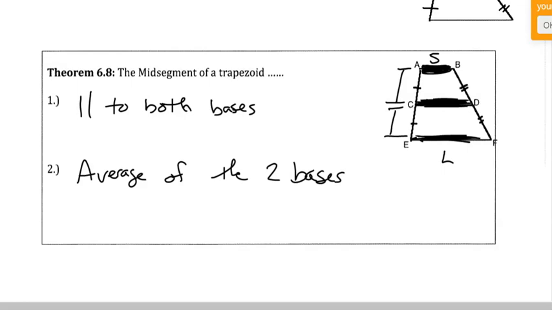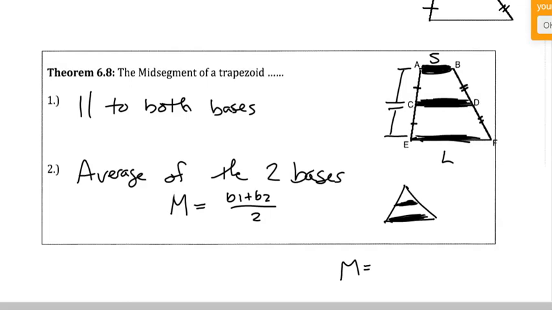Okay, so if you wanted to know that, it would be the midsegment, I could call that M, equals base 1 plus base 2 over 2, just the average of the two bases. Would that work for a triangle? Well, we know that for a triangle, this thing is half of the base. Let's see if this works.